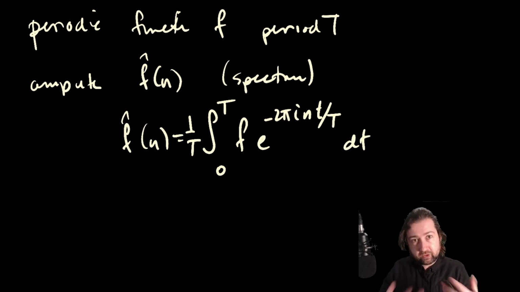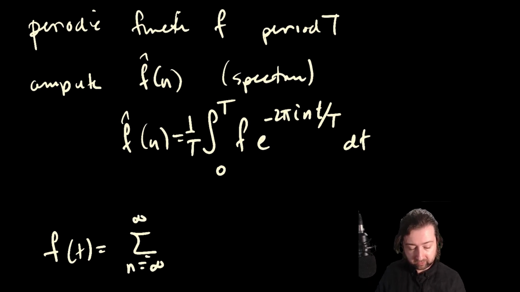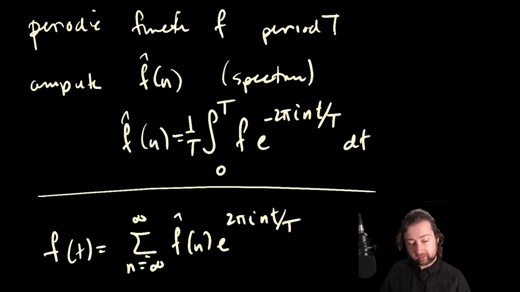If I want to put the function back together again, then I could write down that f is equal to the sum from n equals minus infinity to infinity of f hat of n e to the positive 2 pi i n t over T. This is analysis. This is synthesis.